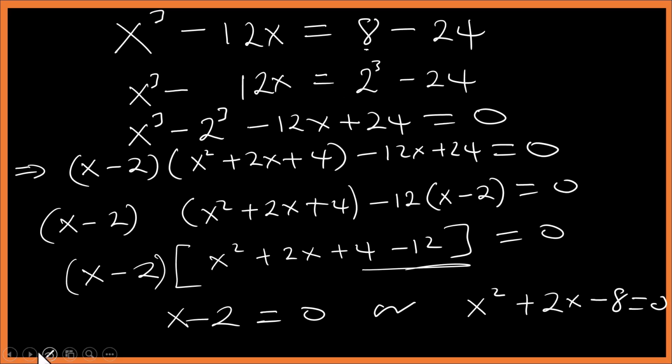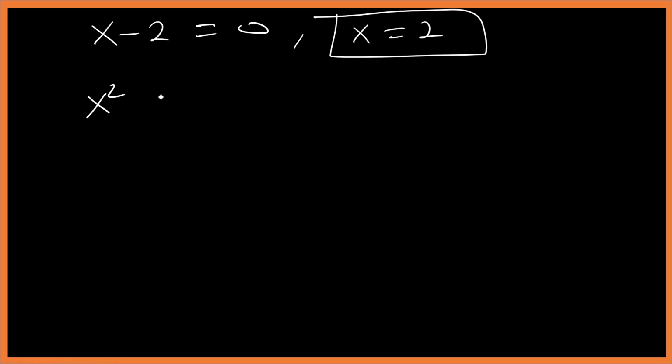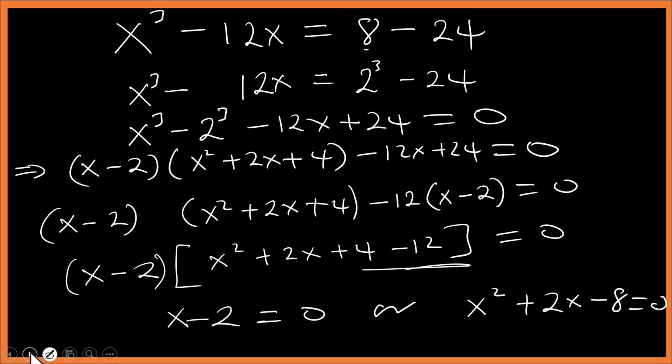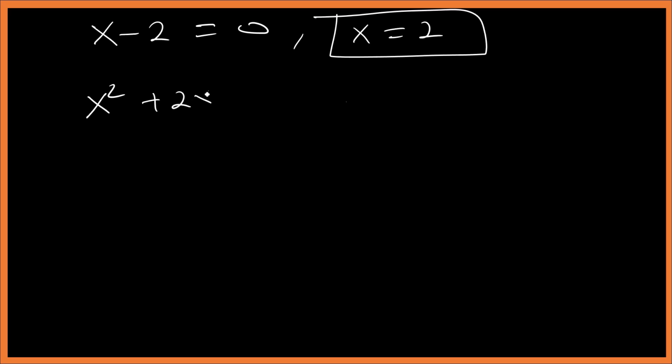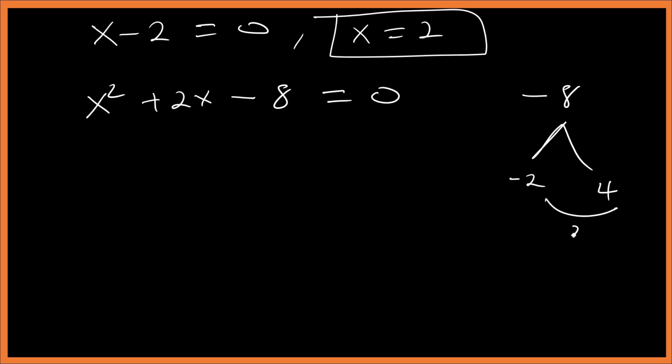Now let's look at the other solutions. x squared plus 2x minus 8 equals 0. So you have minus 8. So let's find two numbers that multiply to give us minus 8 and add to give us the coefficient of x. So minus 2 and 4. Okay. When we add, it is plus 2, and when we multiply, it is minus 8.